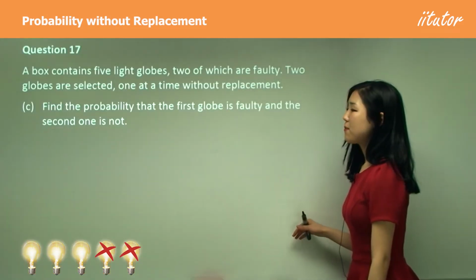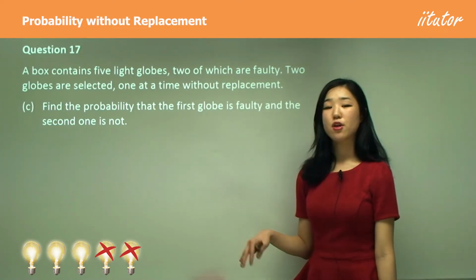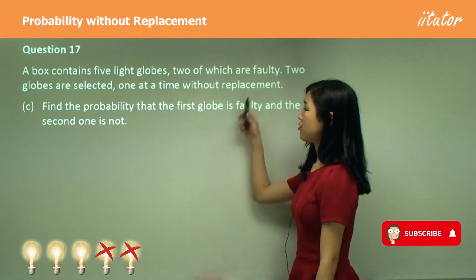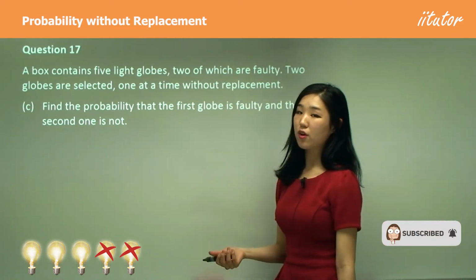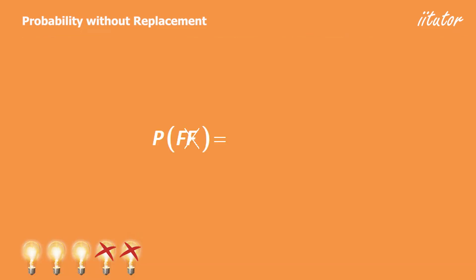C. Find the probability that the first globe is faulty and the second one is not. So I want the first globe to be faulty and the second one to be not faulty. 2 out of 5 for faulty globes and 3 out of 5 for non-faulty globes. But I've picked one from the first pick, which is 2 on 5. So there's 2 out of 5 probability for the faulty globes, so it's 2 out of 5.